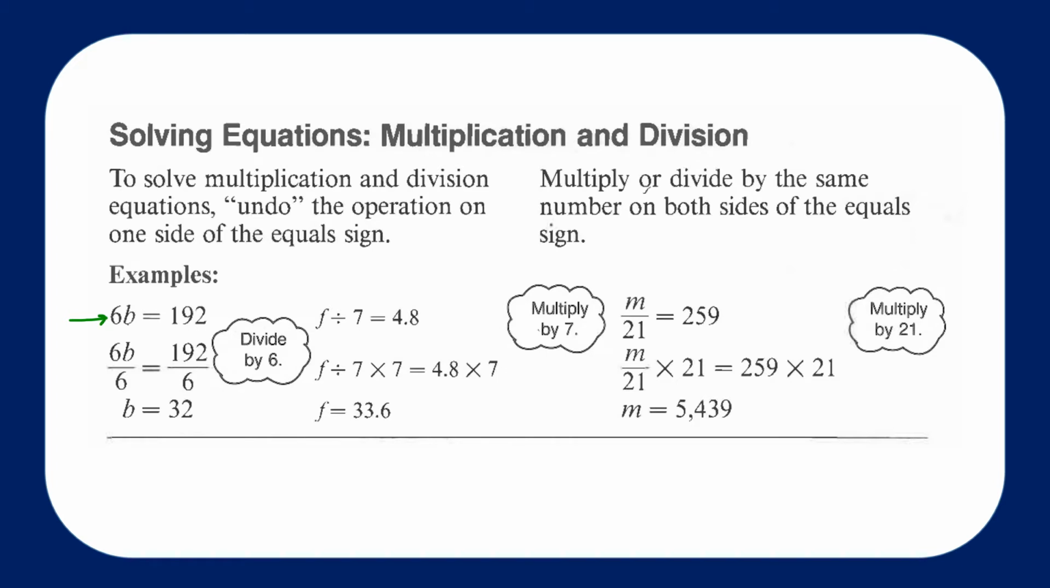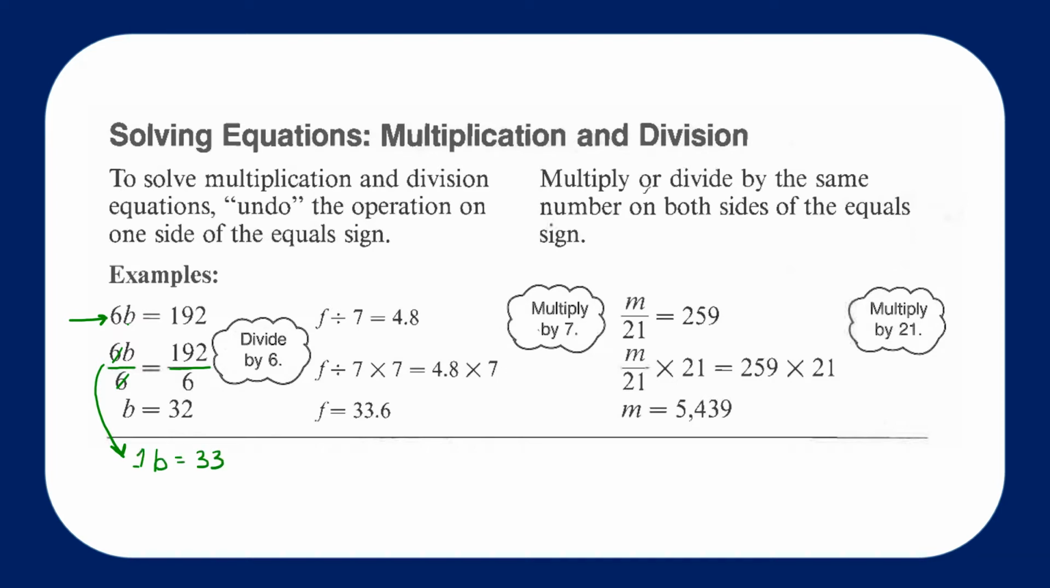6 times b equals 192. The inverse operation to undo multiplication is division. We can show this with a fraction bar. We're going to divide both sides by 6. Now, when you divide by 6, 6 divided by 6 is 1. So this would actually be 1b equals 32.